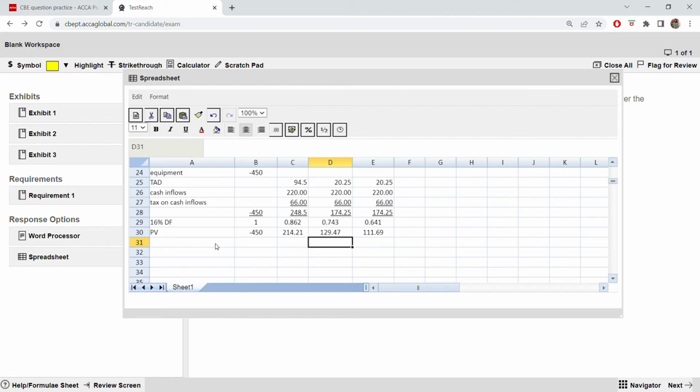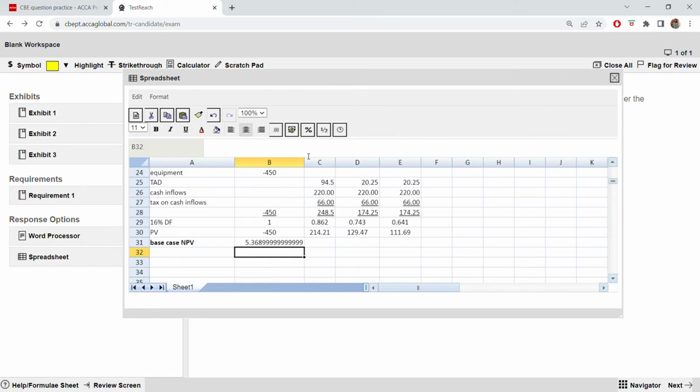Now is your base case net present value. You can even write it here, it does not matter. Make sure it's bold because this is the key figure. How do you do that? Just the sum function. Take all the cell, close this, enter. What just happened? This is the answer. Can you present this answer?